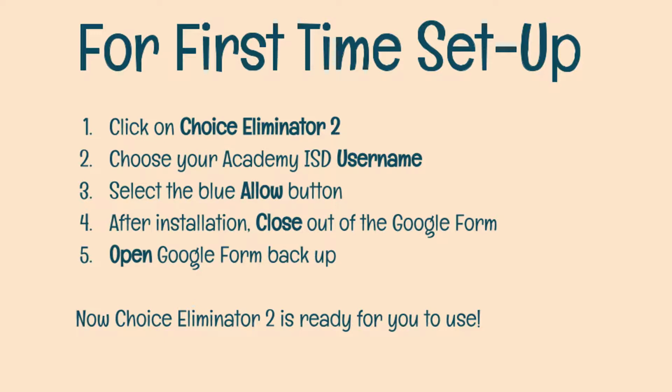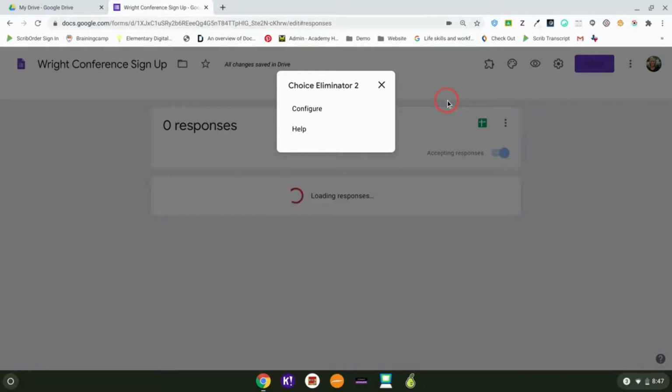After this is installed, you'll want to close out of your Google form, and that's okay because it saves automatically. So you'll close out of your form, reopen it, and now that you're back in your Google form, here's how you set up Choice Eliminator. You'll select that puzzle piece again, choose Choice Eliminator 2, and then select Configure.